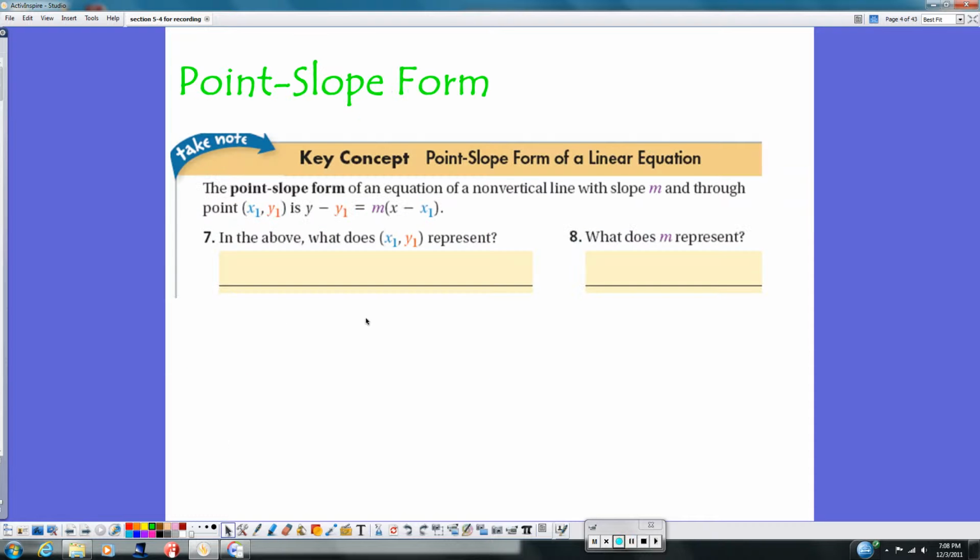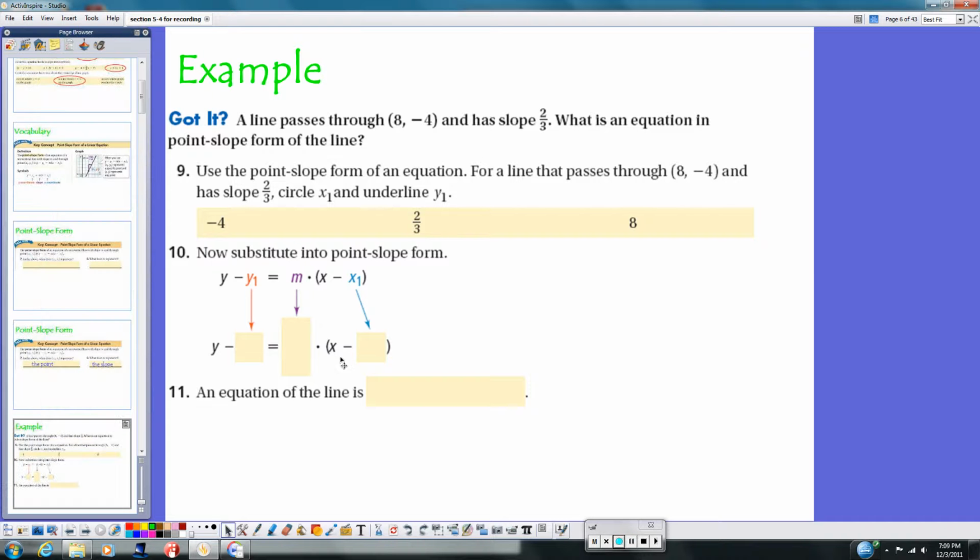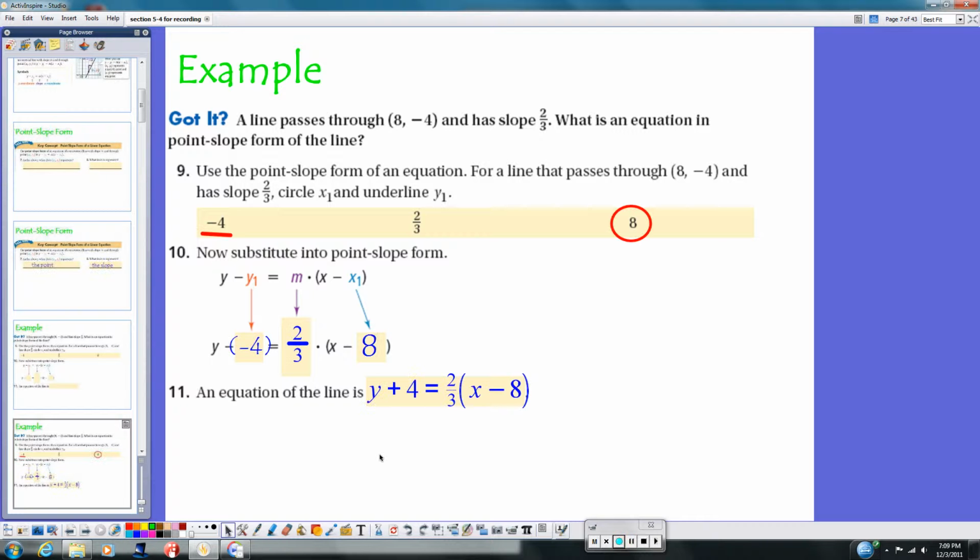So, again, let's just review. What does x1, y1 represent, and what does m represent? x1, y1 represents the point, m represents the slope. So part of your assignment for today, you're going to be given a point, you're going to be given the slope, and you're going to be asked to figure out the equation in point-slope form. So our first step here is to figure out the x1 and the y1. We want to circle x1 and underline y1. Then we're going to substitute into our point-slope form and figure out our equation.